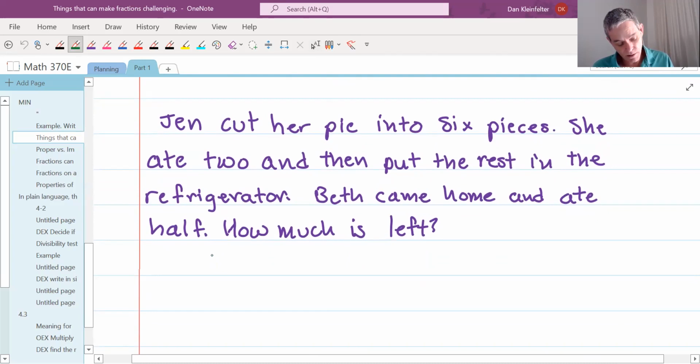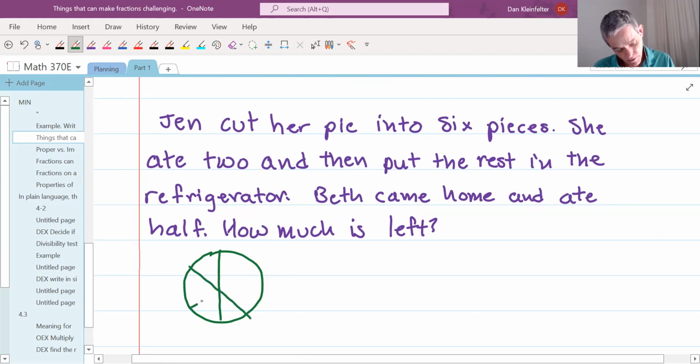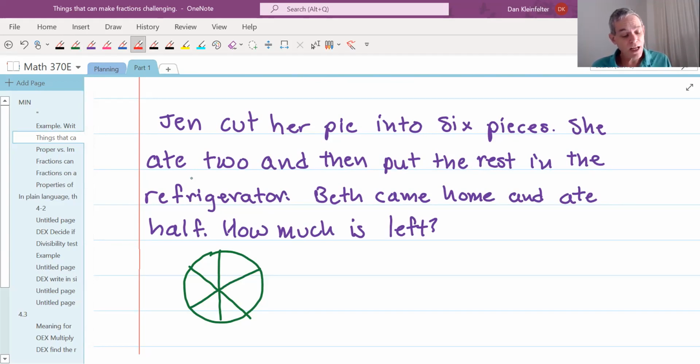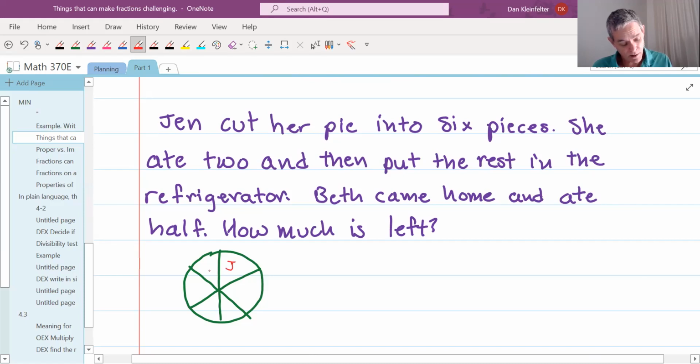So let me draw Jen's pie. It's kind of not a great looking pie, but that's okay. She cut it into 6 pieces. So then she ate 2. Let's say Jen had those 2. So there are 4 pieces left. They go into the fridge. So Beth came home and ate half. That half, is that half of the pie, or is it half of what's left?